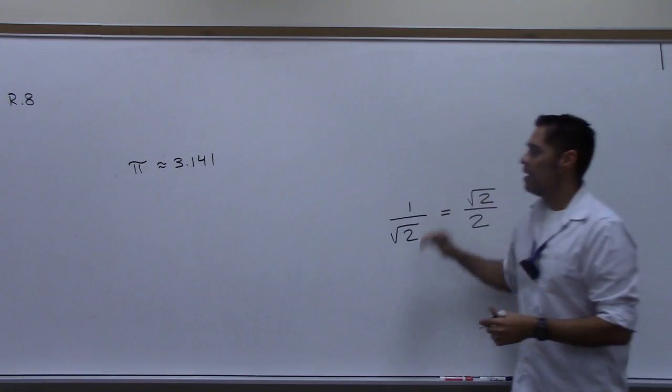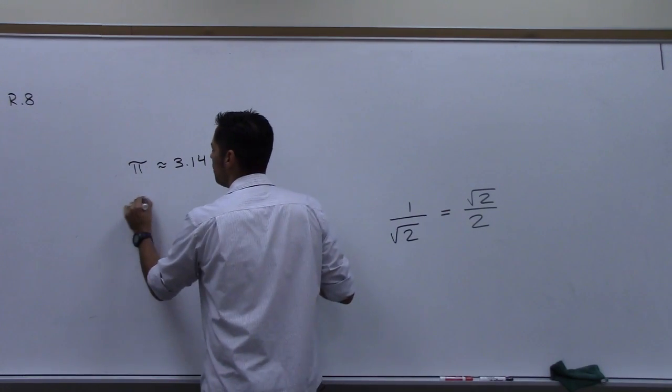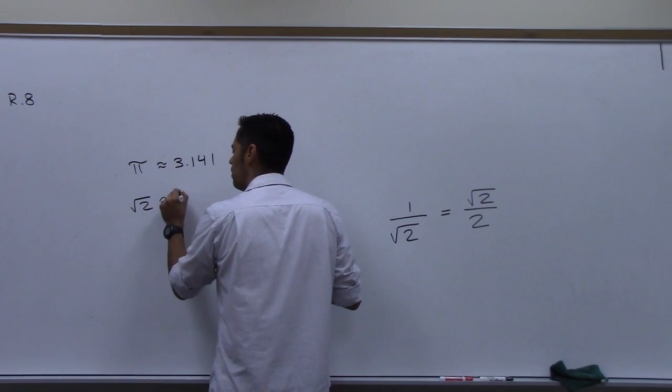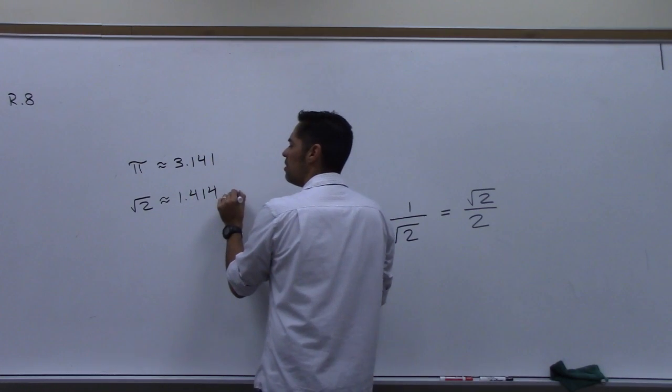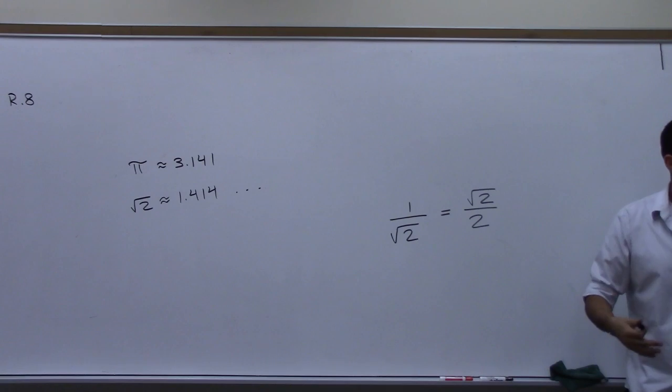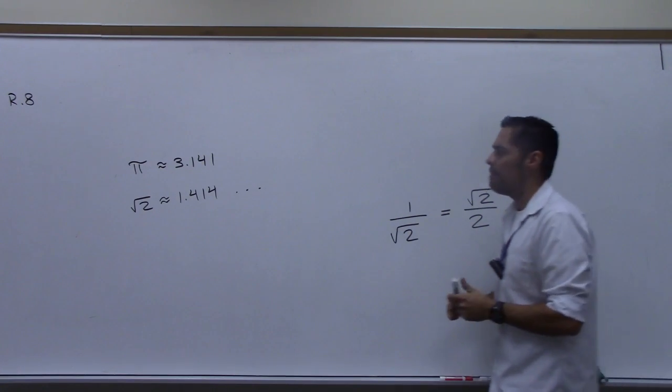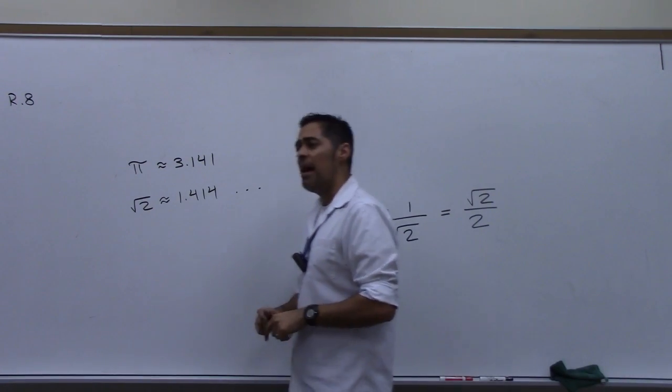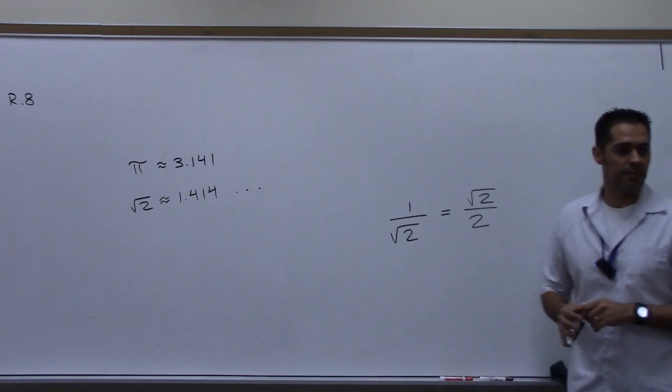Yes. And there are other numbers out there. The square root of 2 is also an irrational number. It's 1.414. It never stops. There's no pattern to it. It's also an irrational number. That was one of the ones that you would have memorized back in the old days before calculators.